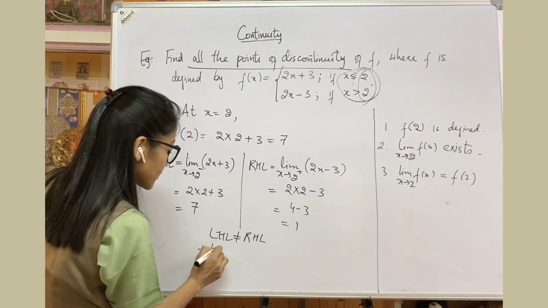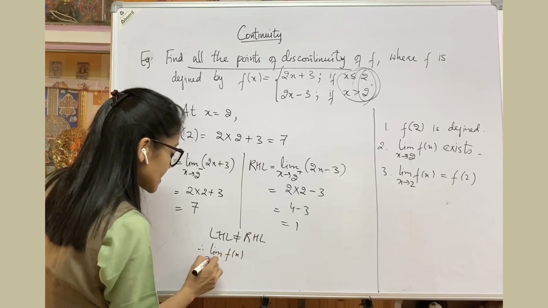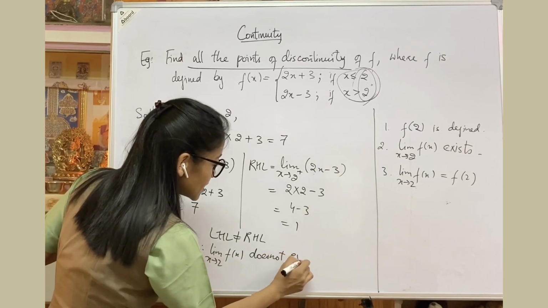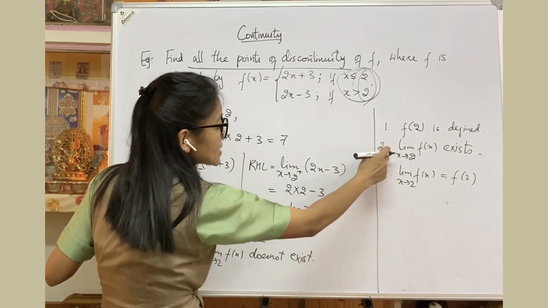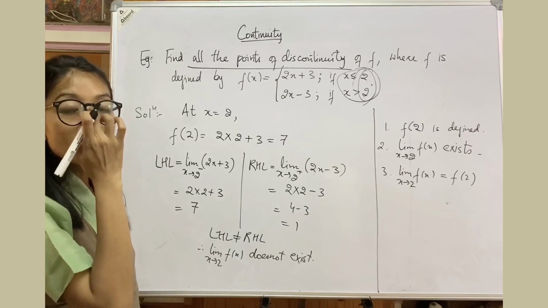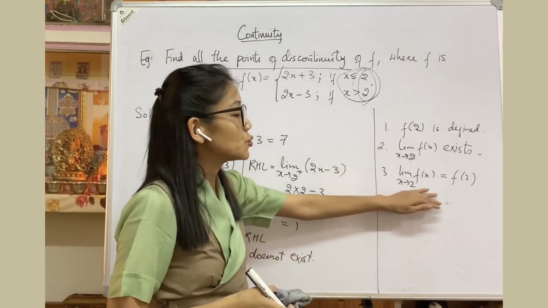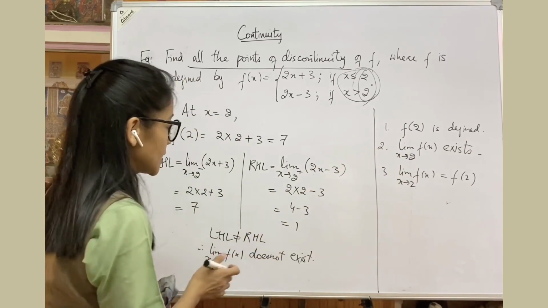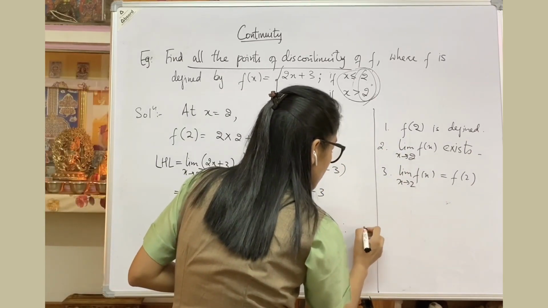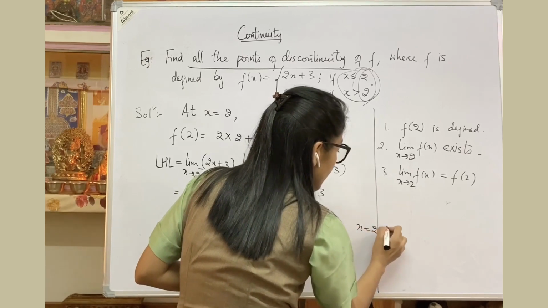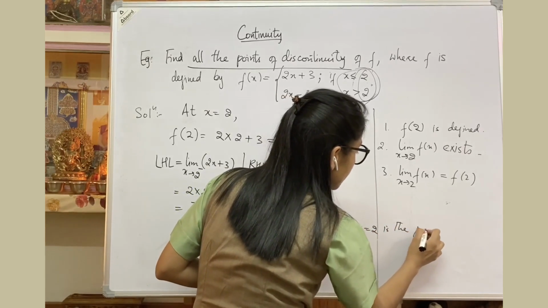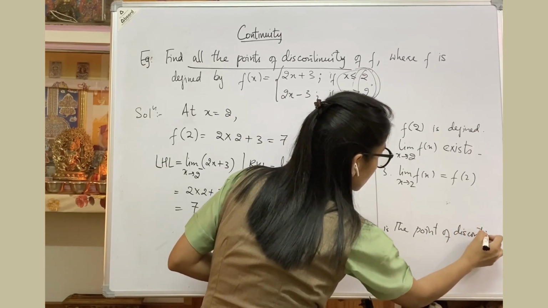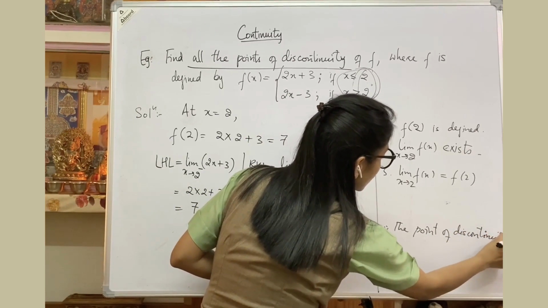So therefore limit of f(x) as x tends to 2 does not exist, which means the function is not satisfying the second condition. Okay, if it is not satisfying the second condition, then you don't have to do the third part. So here only you will stop and say that therefore x equals 2 is the point of discontinuity. So in this way you will conclude.